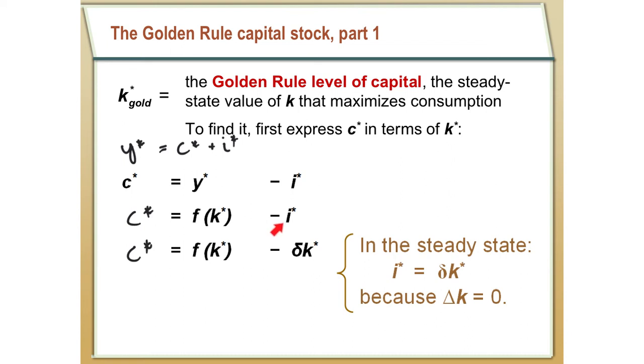So now let's work on the second term here. So we know that in steady state, the forces of investment and depreciation just balance each other out. In other words, investment is equal to delta K. So that allows us to sub in delta K for I over here. So now what we're left with is C star is equal to f of K star minus delta K.